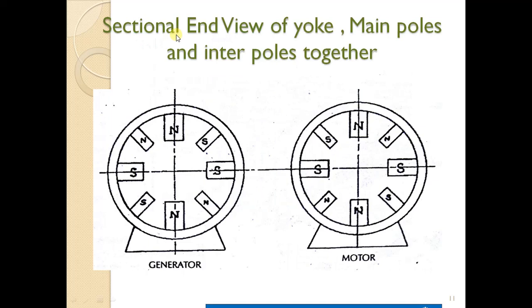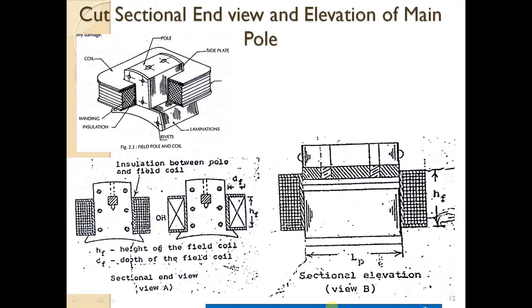After developing an end view of a yoke, an end view of a main pole and then interpole, here you can see this is the end view of the yoke, the main pole, and then the interpoles. Between the main poles there will be interpoles. This is generator and this is motor. There will be no changes in the construction of generator and motor as you see now. Now let us go for the cut sectional end view and elevation of the main pole. So here we have a main pole, and the windings are wound on the main pole. This is nothing but your field winding.